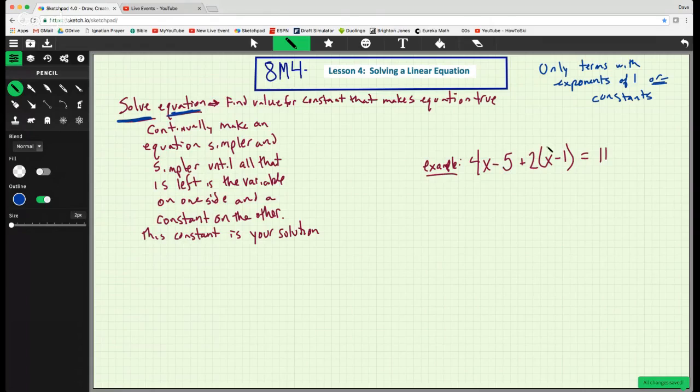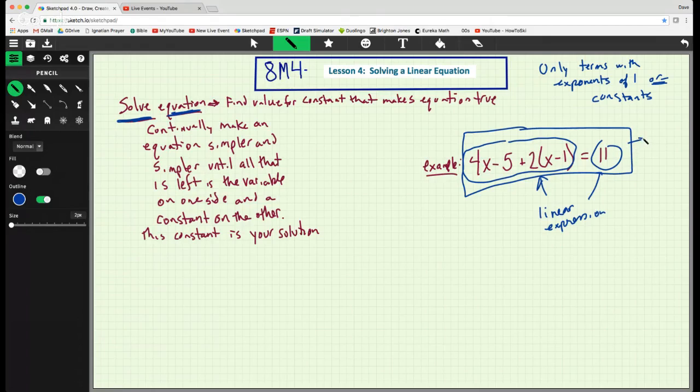So for example, this is a linear expression. This here on the left side is a linear expression, and this thing on the right side is a linear expression. And so, right, when we have an expression equaling an expression, this whole thing is an equation. So an expression equaling an expression is an equation.